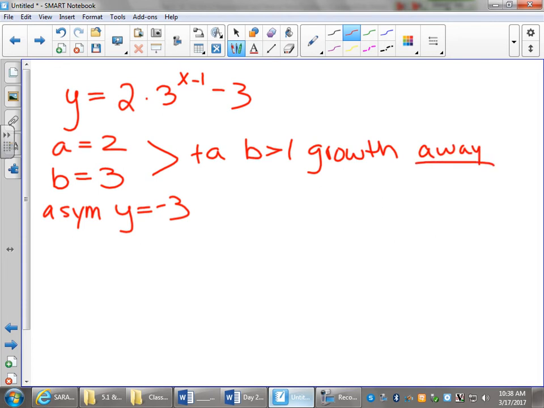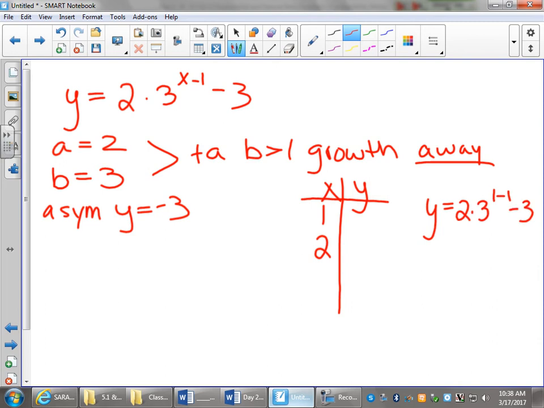And then we started to set up our table, right? So our goal is to try to make the exponent 0 and 1. So if I want the exponent to be 0, we sub in a 1, because 1 minus 1 is 0. And if I want the exponent to be 1, we sub in a 2, because 2 minus 1 is 1. So let's actually do that. We're going to show the work and do out our order of operations, because you'll have to be able to do this by hand. So it'll be 2 times 3 to the 1 minus 1, minus 3.